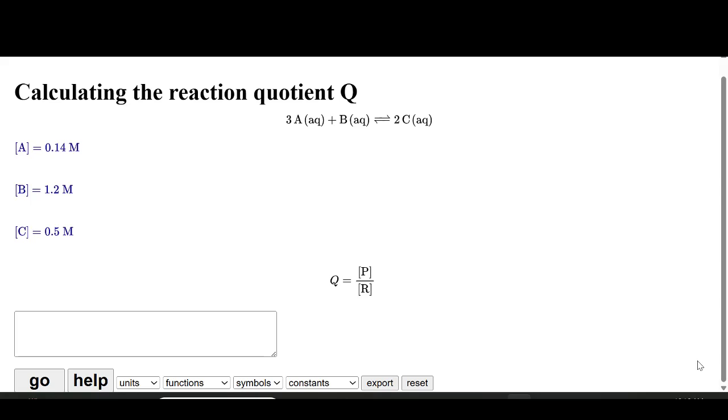I introduced the reaction quotient, Q, on Friday in class, and now it's time to do some problems with it. So the problems will always be the same, and you should be able to do them in an exam with your pocket calculator. I'm giving you a reaction here, it's very abstract. Then I'm giving you the concentrations, and then you have to calculate Q.